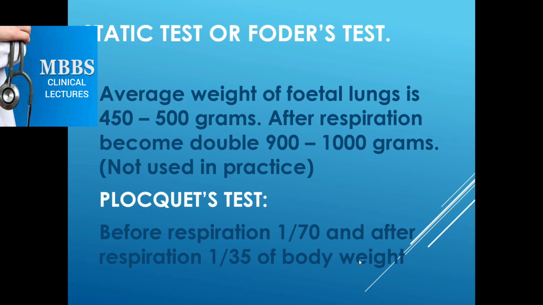Another test is the lung weight test. This test is for the establishment of respiration. The ratio of the weight of the lungs to the whole body is 1 to 70 before respiration, and it is reduced to half, becoming 1 to 35, after respiration. This is the lung weight test.